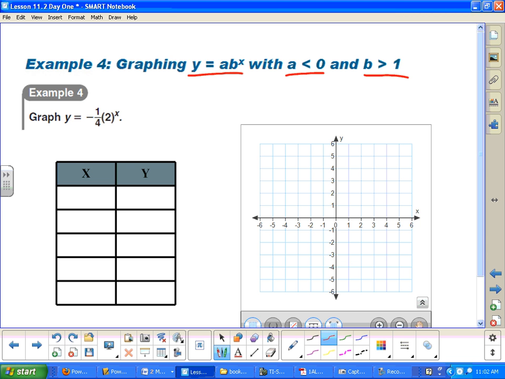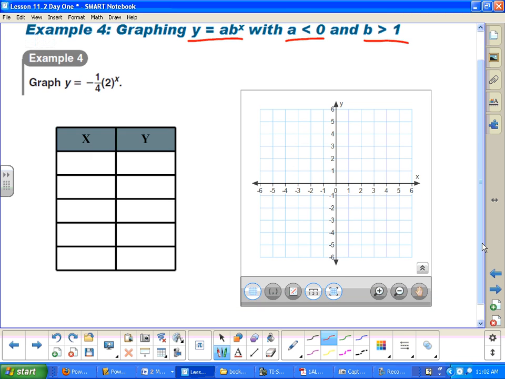And so this is actually going to produce a graph that's going to look similar to the one we did in that warm-up. Okay? So the first thing, like we have been doing, is we're going to make a table. We'll use 5 or 6 numbers for x, then find our y values, and then graph it. Okay? So let's use the same numbers we were looking at yesterday.